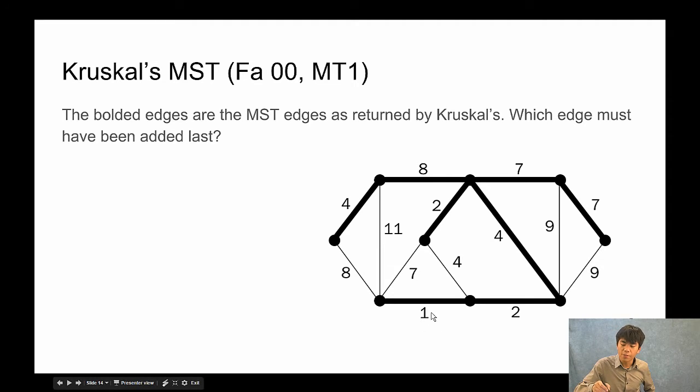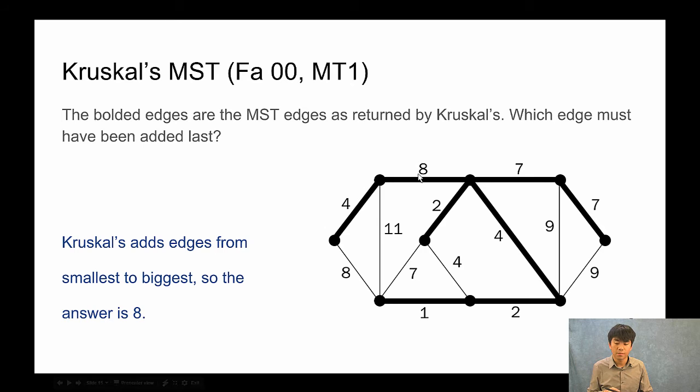So it's going to look at this one over here. That's the very first thing it considers. And it's going to say, is it going to connect 2 vertices of interest? And yeah, it does, because nothing was connected initially. So 1 was the first edge to be added. And then a bunch of stuff happens, and then all these bolded things appear. And then at the end, we have 8. 8 is our biggest cost edge. So it must have been the case that it was considered last by Kruskal's and added last.